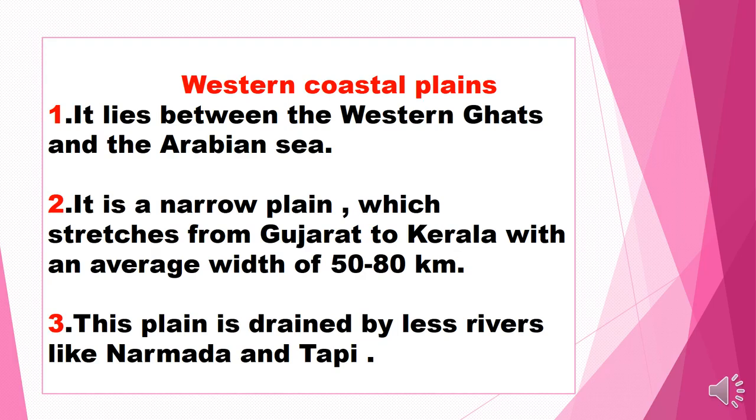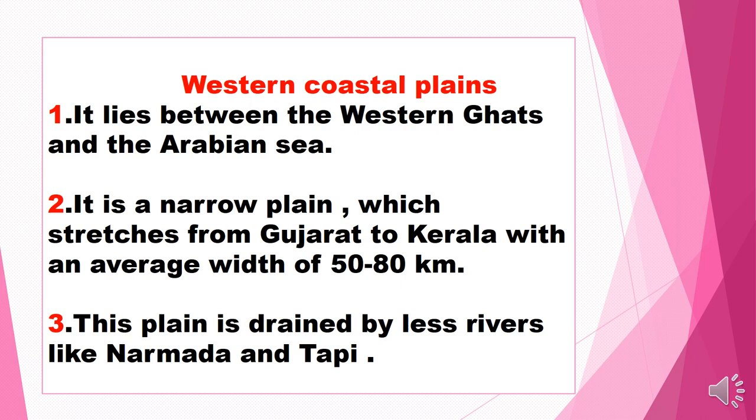First is the Western Coastal Plain area. It lies between the Western Ghats and the Arabian Sea. The area lying between the Western Ghats and the Arabian Sea is called the Western Coastal Plain, and it is a very narrow plain because there is a small gap between the Western Ghats and the Arabian Sea. It stretches from Gujarat to Kerala, and its average width is 50 to 80 kilometers. This plain is drained by few rivers, like the Narmada and Tapi.